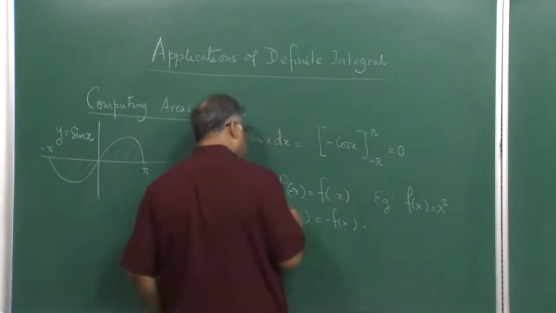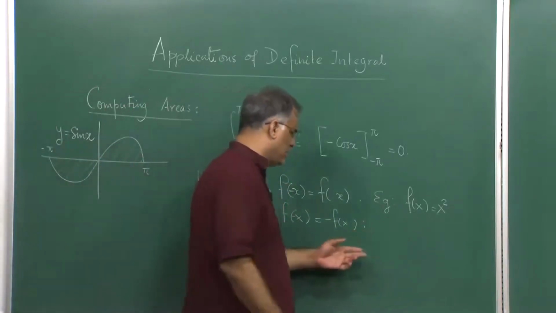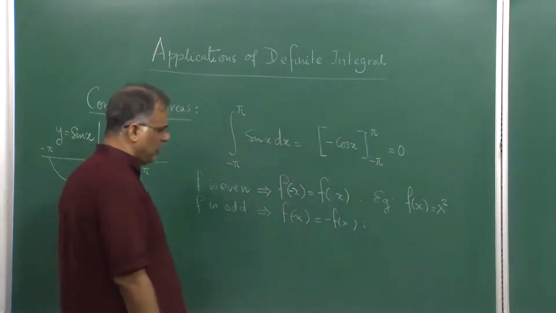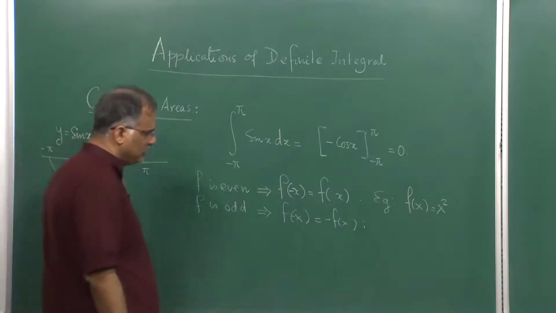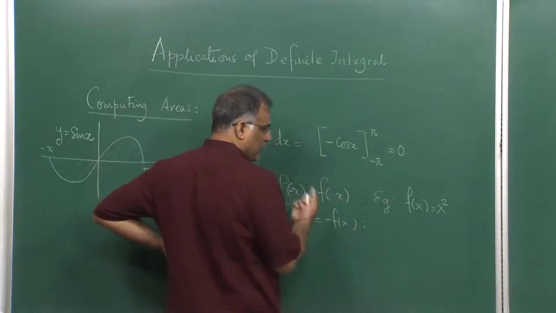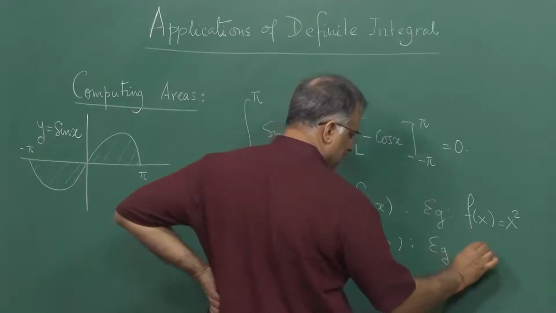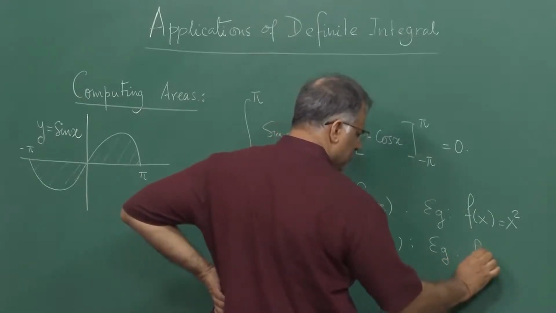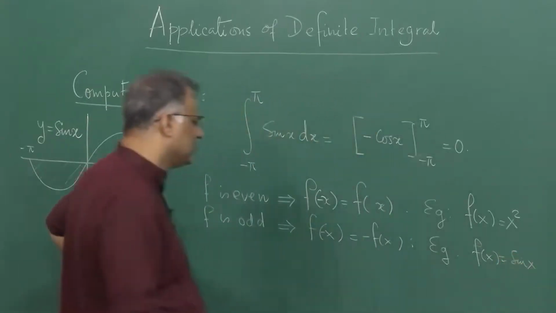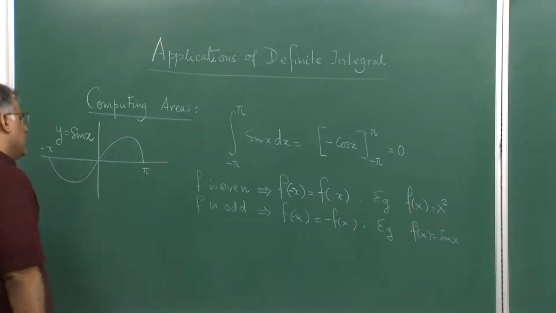So, this is a function which has symmetry on both sides, and in this case it does not have the symmetry, sort of anti-symmetry, x cube for example. When you put minus x instead of x, it will be minus x cube. Another example is sin x. Cos x is an even function, sin x is an odd function.